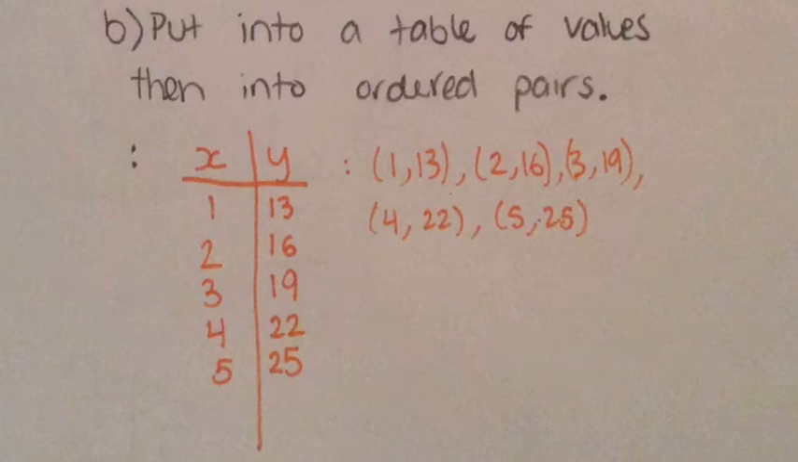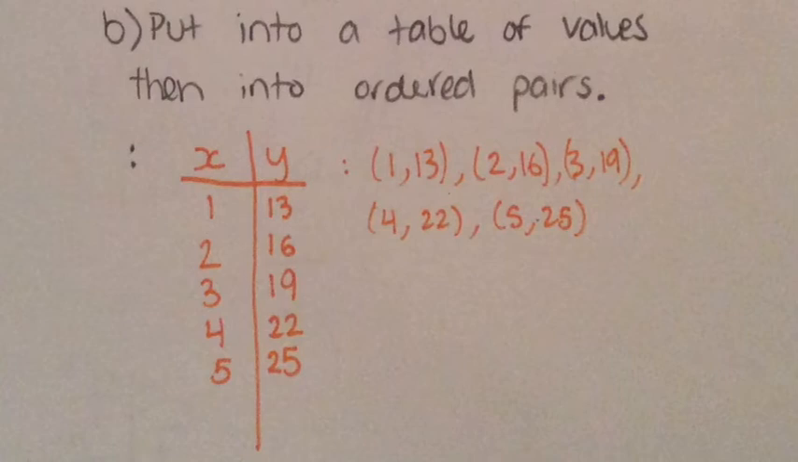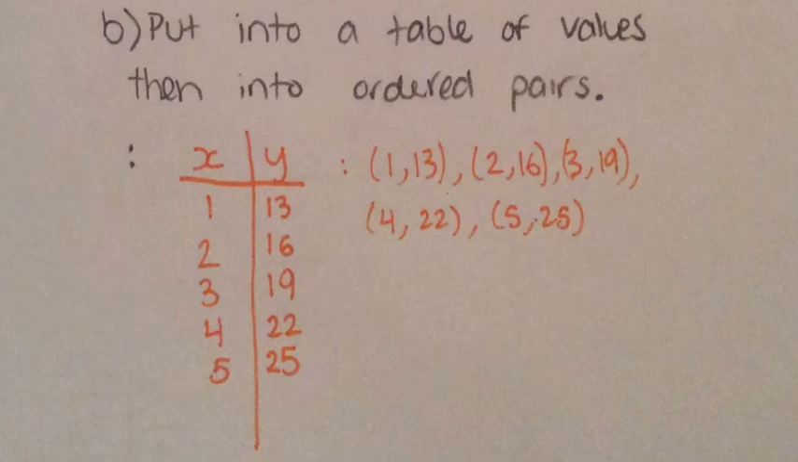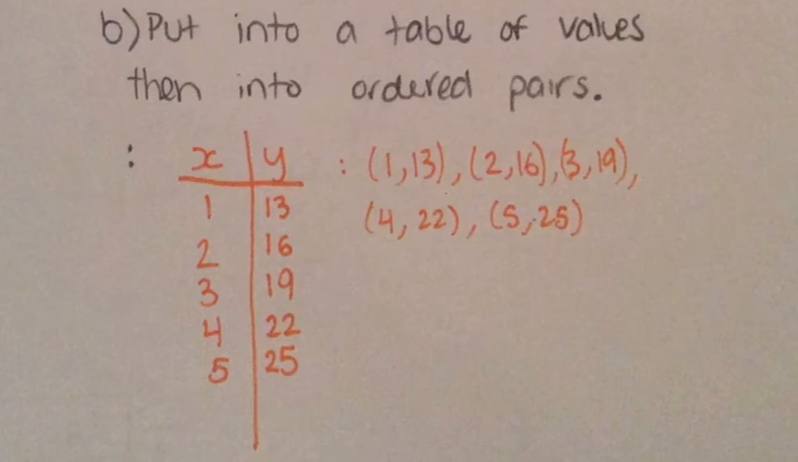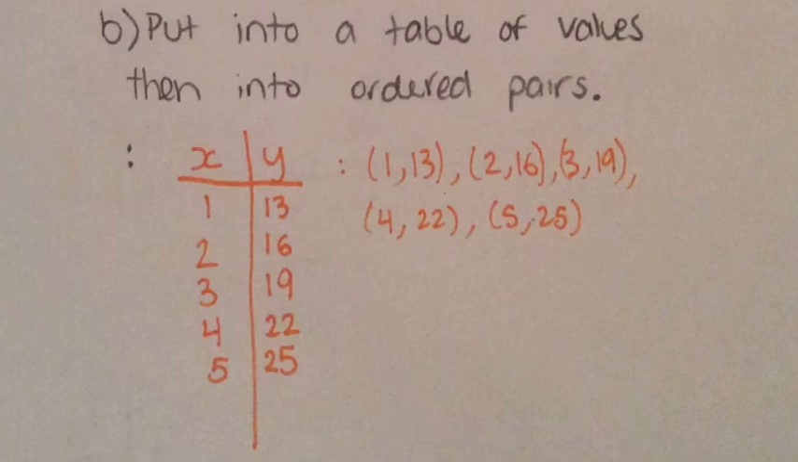For ordered pairs, it's quite easy. You just make the list. So for 1 item, she makes $13 an hour. You would put that into brackets as 1,13. You would do this for the rest of the list following through for each variable.